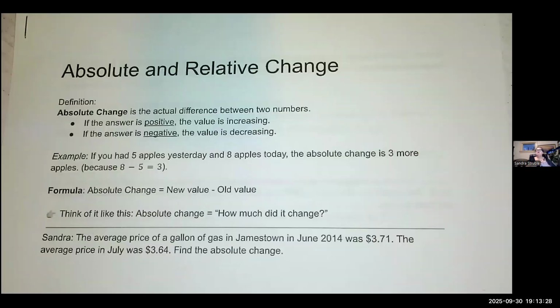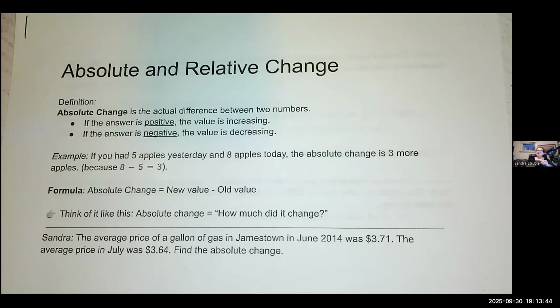Yeah, let's cover absolute and relative change. All right, so the definition of absolute change is the actual difference between two numbers. If the answer is positive, the value is increasing. If the answer is negative, the value is decreasing.